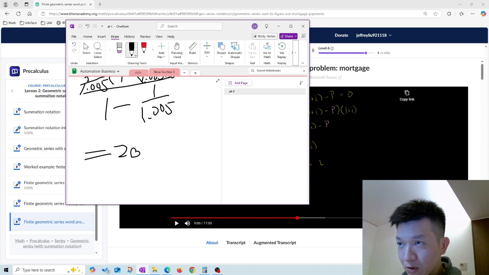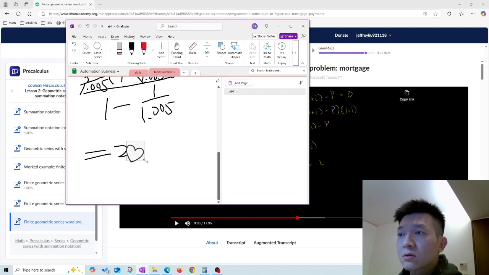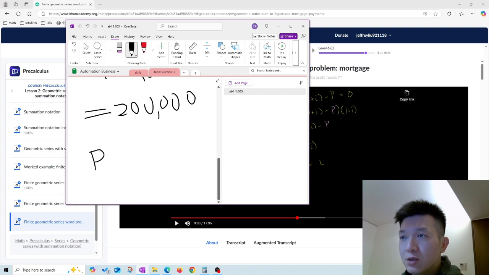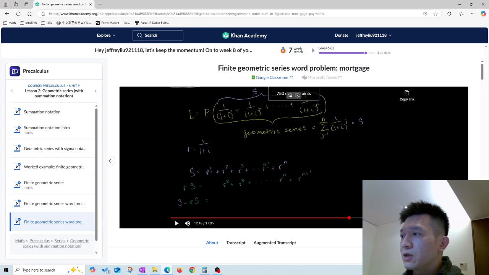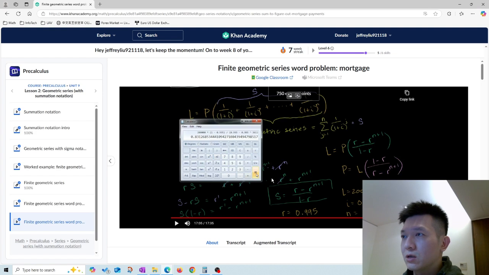I'm not sure why it is doing that. Okay, let's do it again. So that equals 200,000, and then solve for this equation here. You solve for P, right? So your P equals 1,200. You plug it into your calculator and you end up with 1,200. That's basically what this question is entailing.